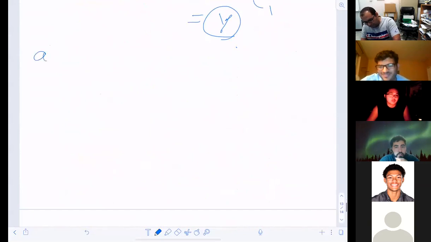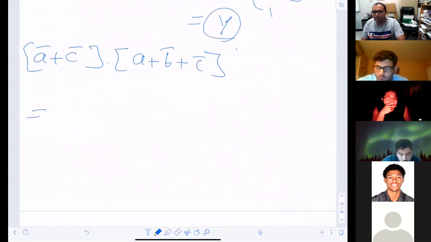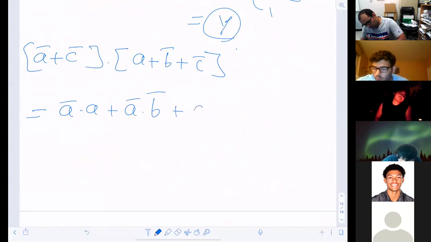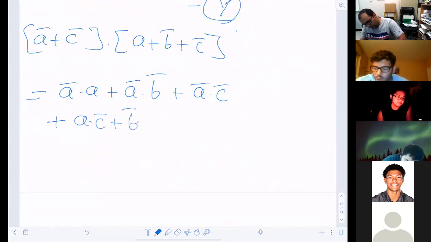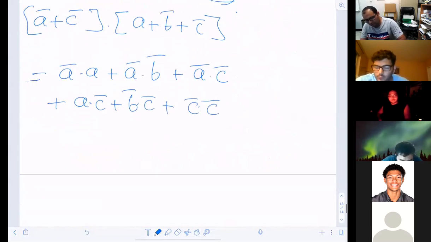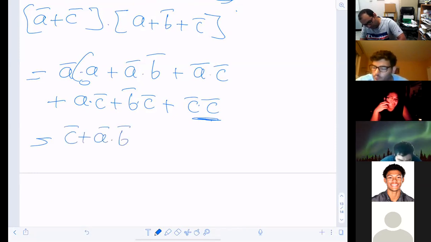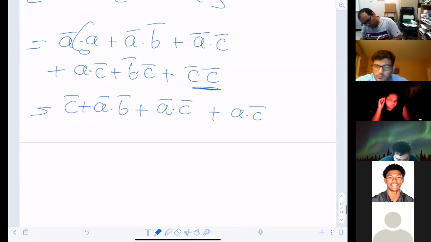All right. So here's A complement ORed with C complement, ANDed with A B complement C complement. What should we do? You're going to start distributing, right? So it's going to be A complement A complement, B complement A complement, C complement A, C complement B complement, C complement, and C complement C complement, right? This guy is 0, this guy is C complement. So you can write it as C complement with A B complement, A complement C complement, and A C complement, and then B complement C complement, right?